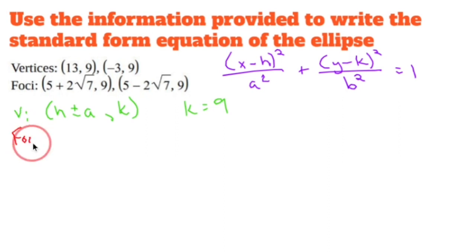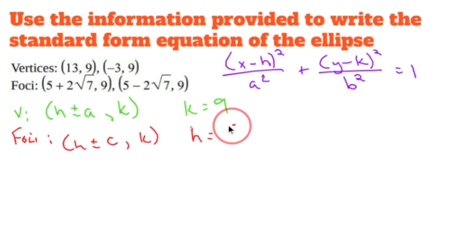Foci are given by the equation h plus or minus c, k. So if my foci here are going to be 5 plus stuff and 5 minus stuff, well then that 5 is going to be my h. Also, plus 2 root 7, minus 2 root 7 tells me that c is 2 root 7.